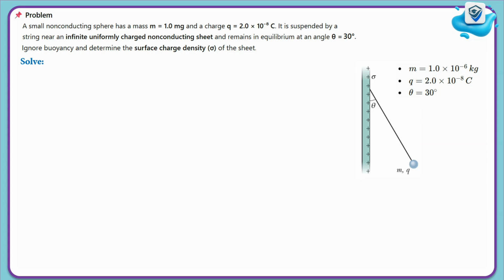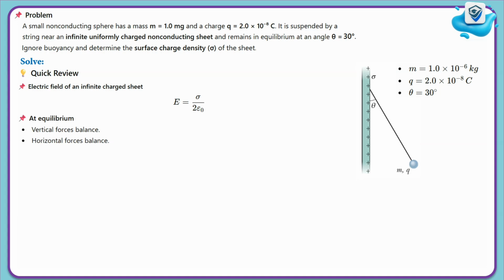Before we begin, let's quickly review the key formula. For an infinite charge sheet, E equals sigma divided by 2 epsilon 0. As you can see, the electric field does not depend on the distance from the sheet. That means the field has the same magnitude at every point around the sheet. Now let's solve the problem step by step.